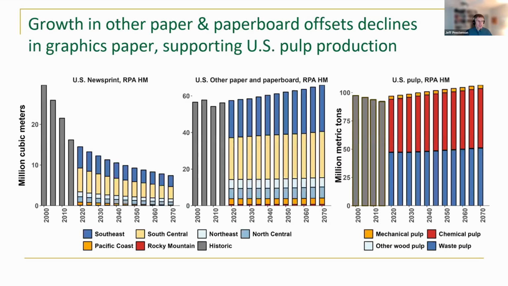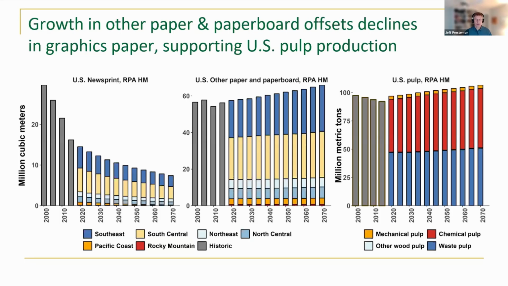A different story could be told about other paper and paperboard. When you talk about other paper and paperboard, we're talking about paper for packaging, but also household paper, so things like paper towels and tissues. These kinds of paper products are demanded, and they will continue to be demanded. They're not going to be substituted away by electronic media.